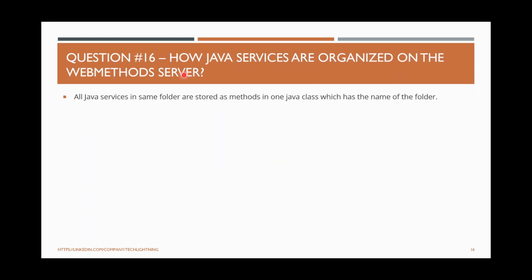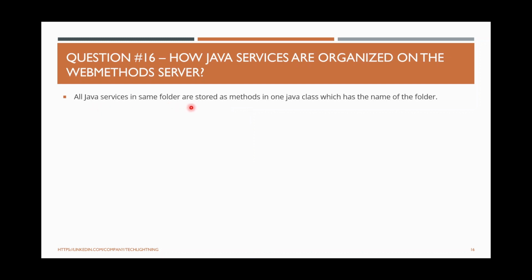I'll move on to the next one. How are Java services organized on the webMethods server? For example, I have a webMethods Integration Server, and I can write a flow service, and also I can write a Java service. When you create a Java service, internally it has to create a Java class. How does it get stored? When we write a Java service, we write it in a specific folder. In that folder you can have a number of services. Assume you have 3 different services in the same folder. Each service will work as a method, and the folder will be created as a Java program, which gets compiled and creates a class for us.